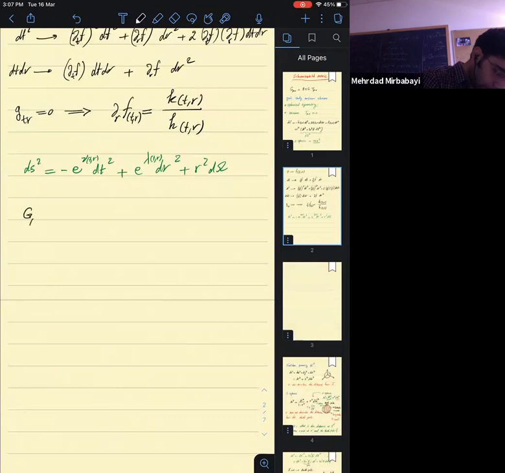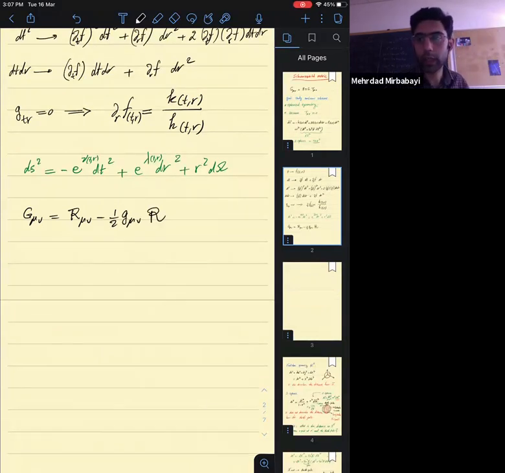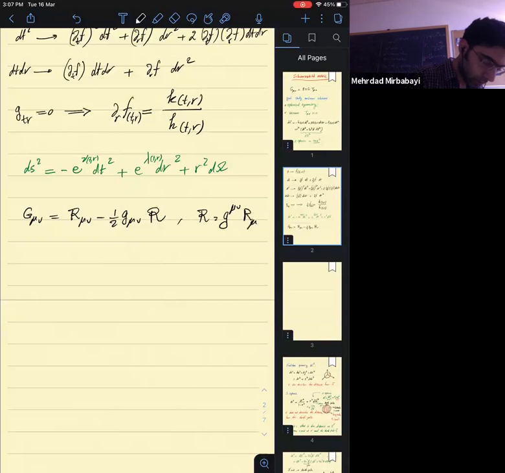So remember that the Einstein tensor is related to the Ricci tensor in the following way. R mu nu is the Ricci tensor, and R is its trace, the Ricci scalar. So G mu nu is R mu nu minus one half g mu nu R.